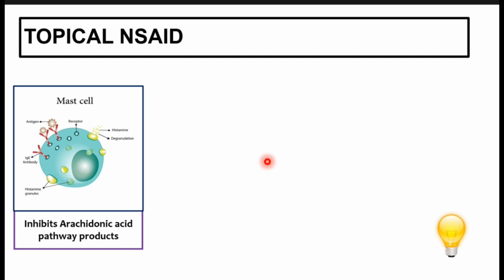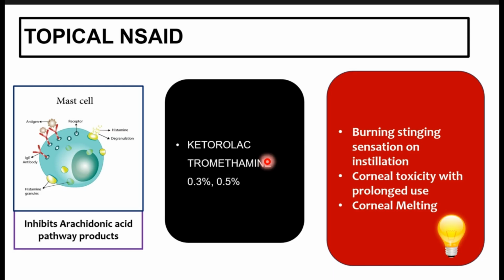Let's talk about the topical NSAID. So topical NSAID basically is going to work on the arachidonic acid pathway products. So what I mean to say by the arachidonic acid pathway products is your prostaglandins and your prostacyclin. Okay, the main drug over here is ketorolac tromethamine, and it's available as 0.3% or 0.5%. Very important is the side effect which is associated with ketorolac tromethamine, and that is the burning stinging sensation on instillation, along with corneal toxicity with prolonged use, and also sometimes corneal melting.